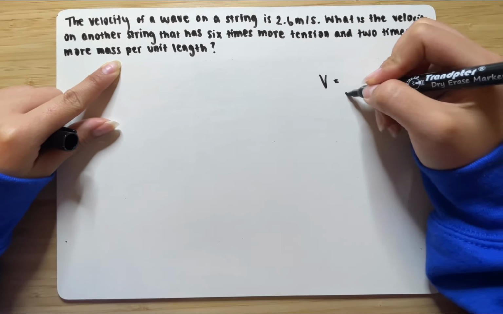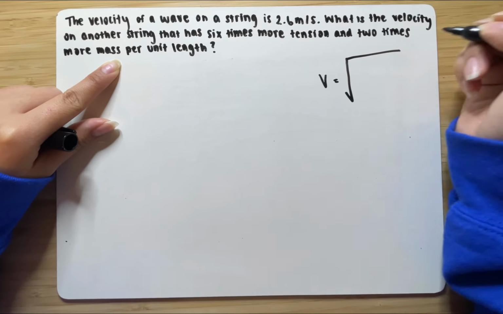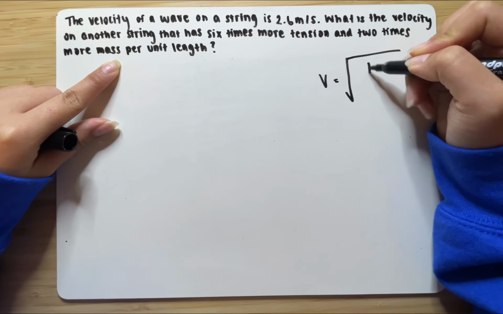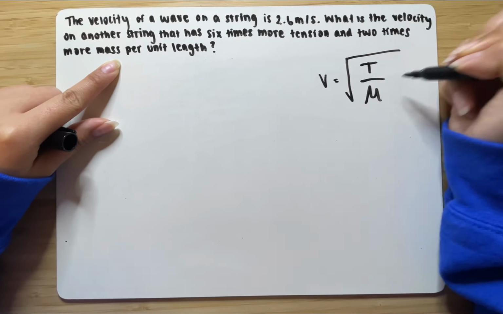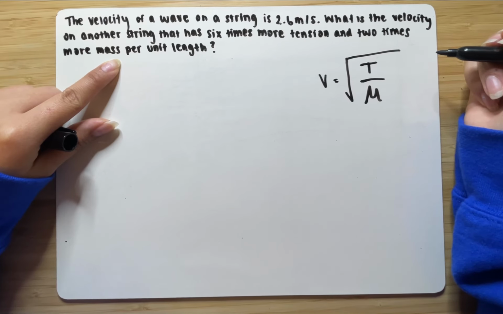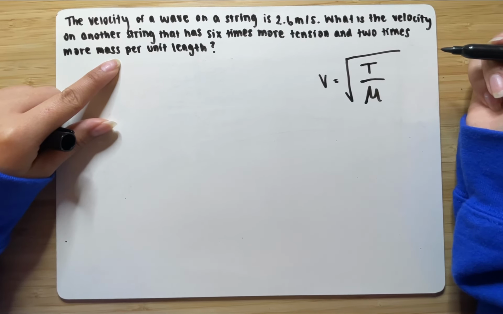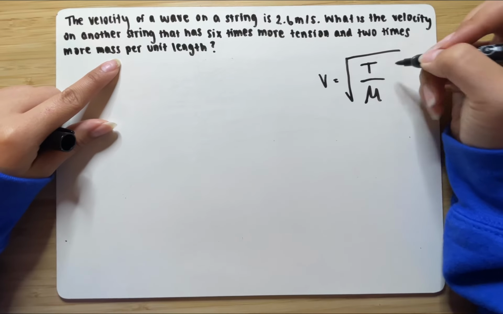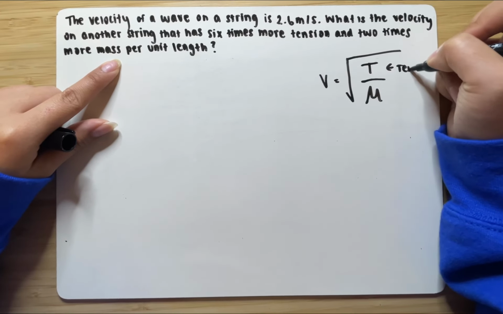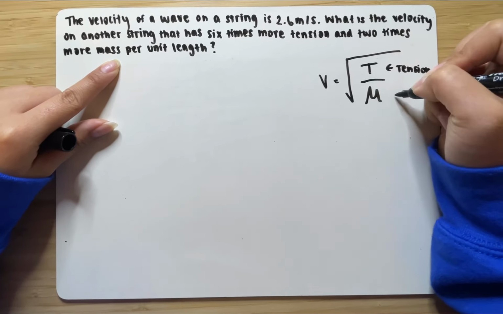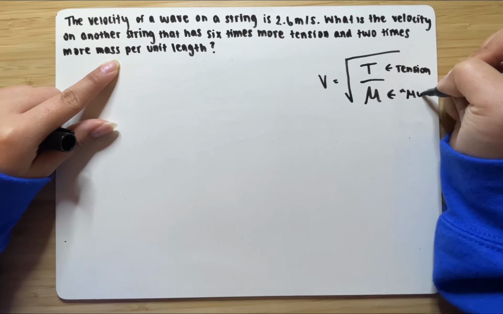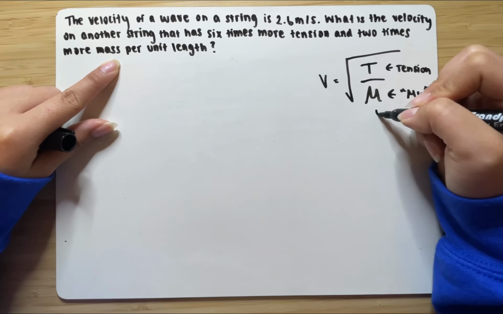The equation that they're using in this problem is velocity in terms of tension and mass per unit length. And we know that the velocity is going to be equal to the square root of the tension over the mass over the unit length. So T stands for tension. This is mu, the Greek symbol mu, which means mass per unit length.